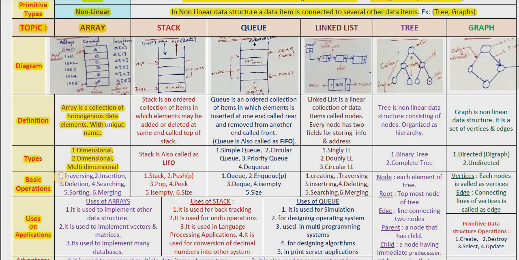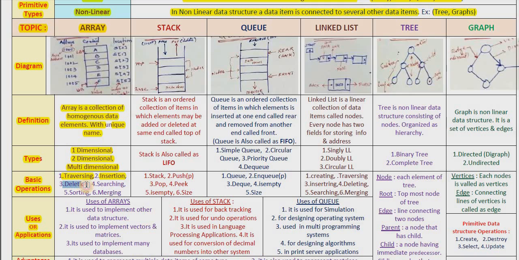For example, the first basic operation of array is traversing. What is traversing? Traversing is nothing but touching all the cells of the array, or accessing all the cells of the array. It is very easy, so you can write in your own words. Second operation is insertion operation. Insertion means addition or adding, so insertion operation means we can add a value in the array.